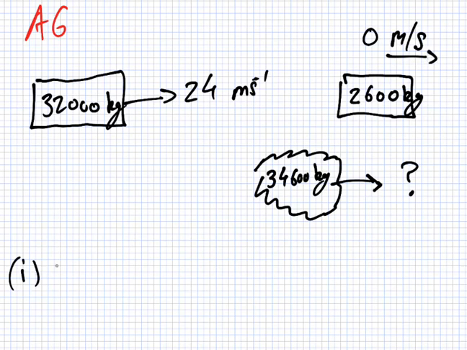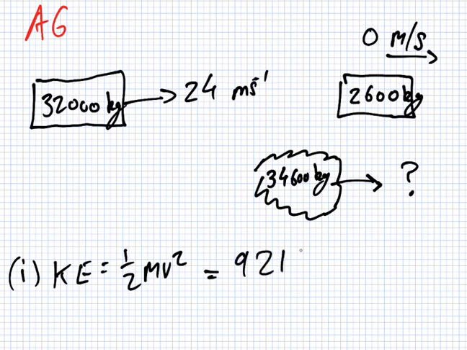Kinetic energy, what's the formula? A half mv squared. Does this have any kinetic energy? No. So it's just the first one: a half times m times 24 squared. I got 9,216,000 joules, or if you prefer, 9.22 megajoules.